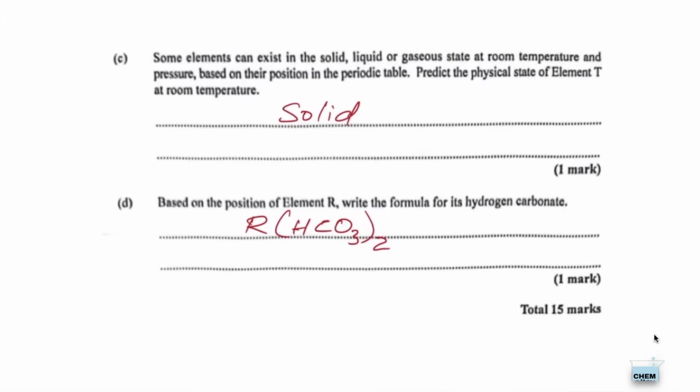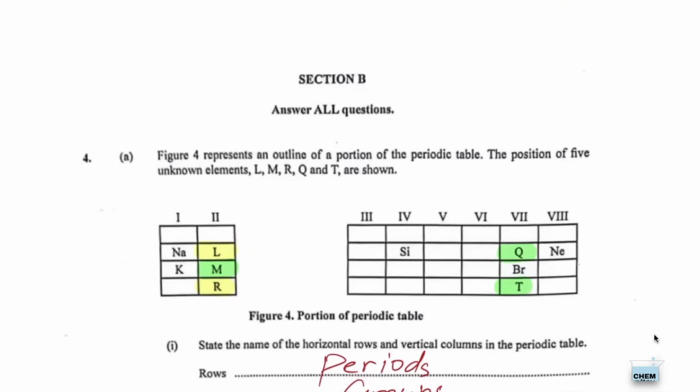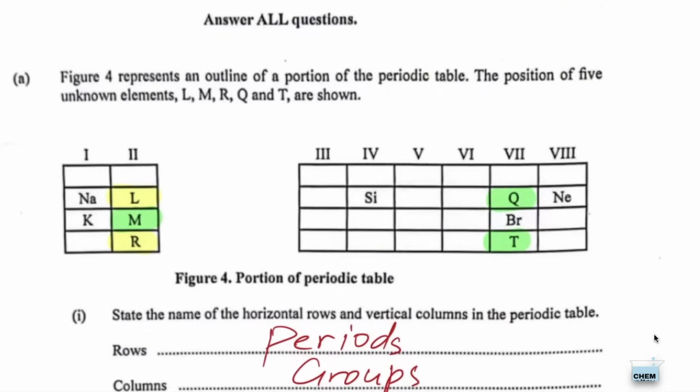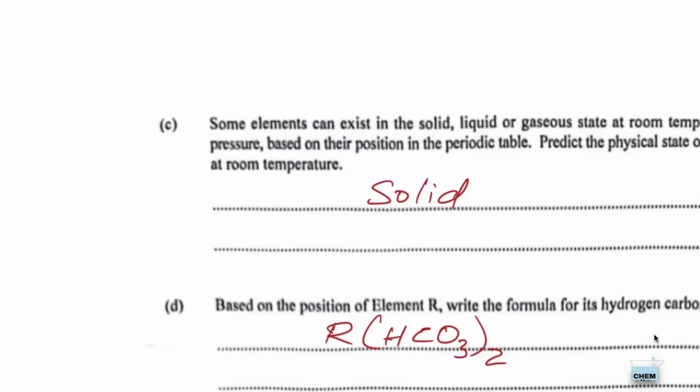Some elements can exist in the solid, liquid, or gaseous state at room temperature and pressure based on their position in the periodic table. Predict the physical state of element T at room temperature. So we'd go back and look at where element T is. Bromine is above element T, and bromine is a liquid. So whatever falls below bromine, we'd expect it to be a solid.